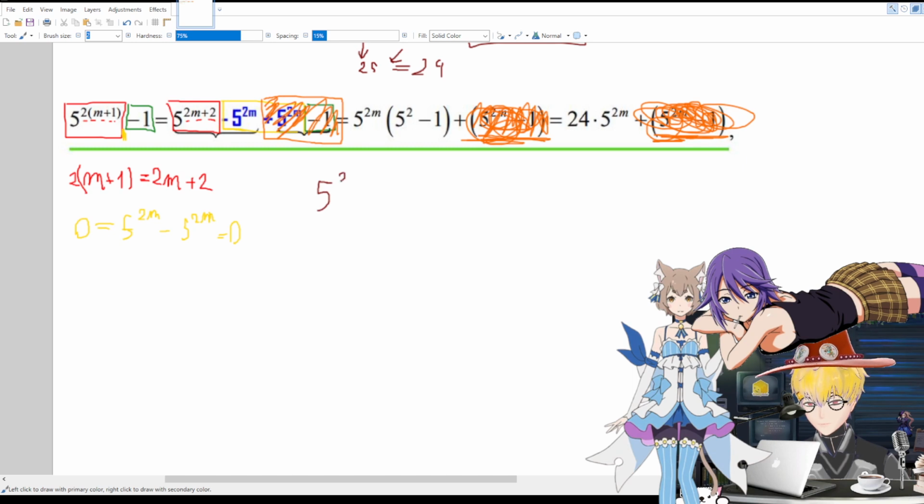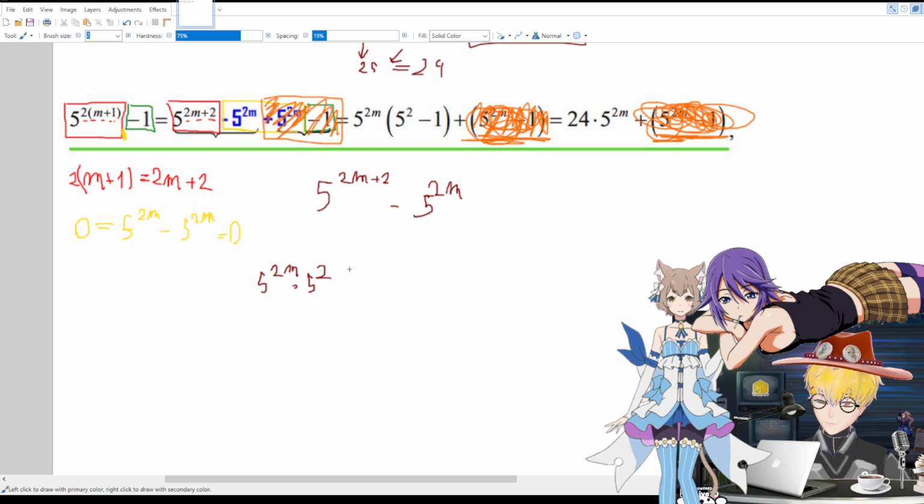So 5^(2m+2) minus 5^(2)·m. So how does this equal to that? Simply put, since this is a power, that means multiplying a number a certain amount of times. So writing this is the same as writing 5^(2m) times 5 squared. So yeah, this is the same as that.